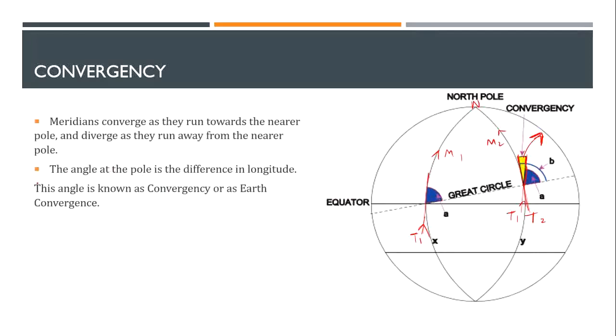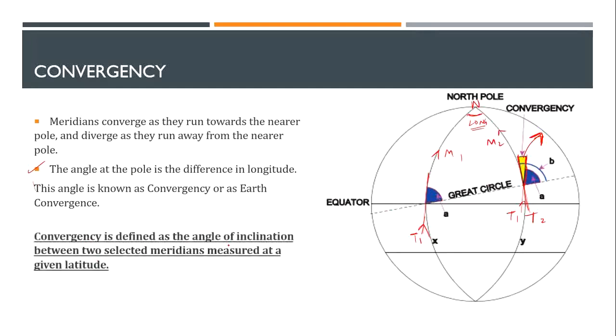So the angle that is at the pole is not convergency. This is longitude. I'm again specifying it. This yellow region is the convergency. It is defined as the angle of inclination between two selected meridians measured at the given latitude.